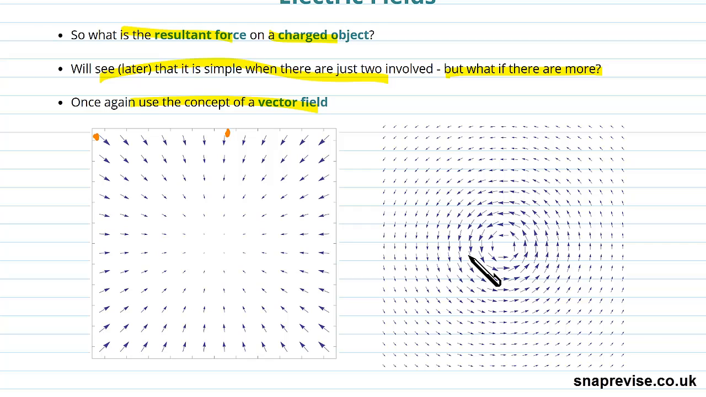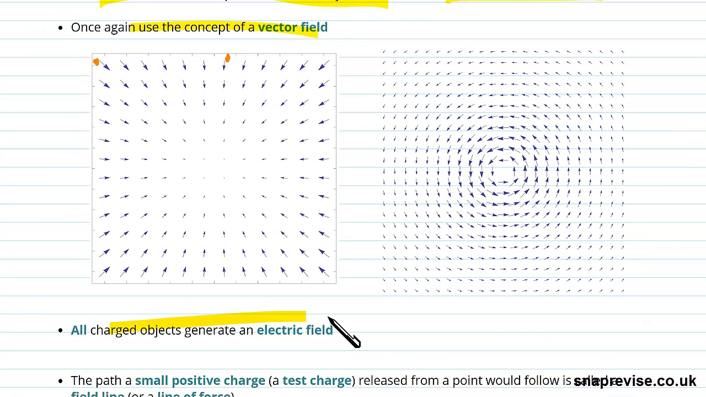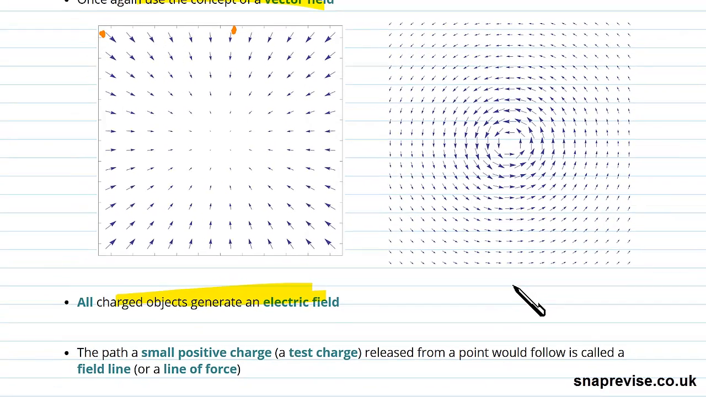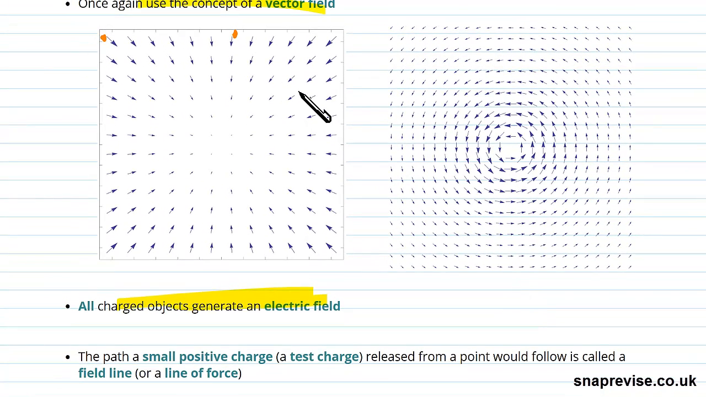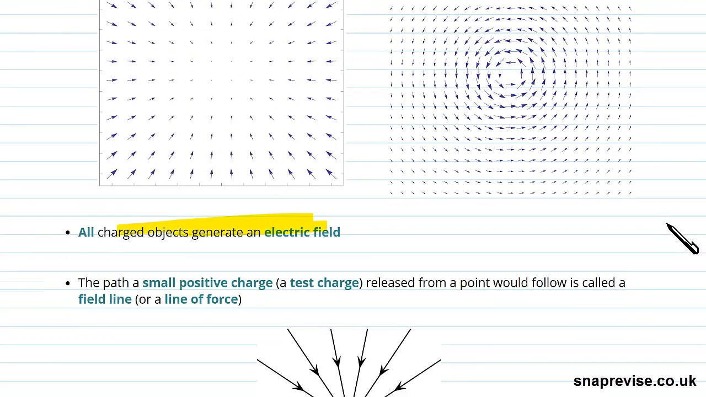And so what we're going to say is that all charged objects generate a vector field. Every charged object creates a field around itself called its electric field, and that electric field tells other charged particles how to behave, how to move, or what force they experience when they're in the field around this charged particle. So all charged particles generate an electric field, and basically every single point in space has a vector associated with it, and that vector tells you the force that a particle experiences at that point in the field. So how do we demonstrate this?